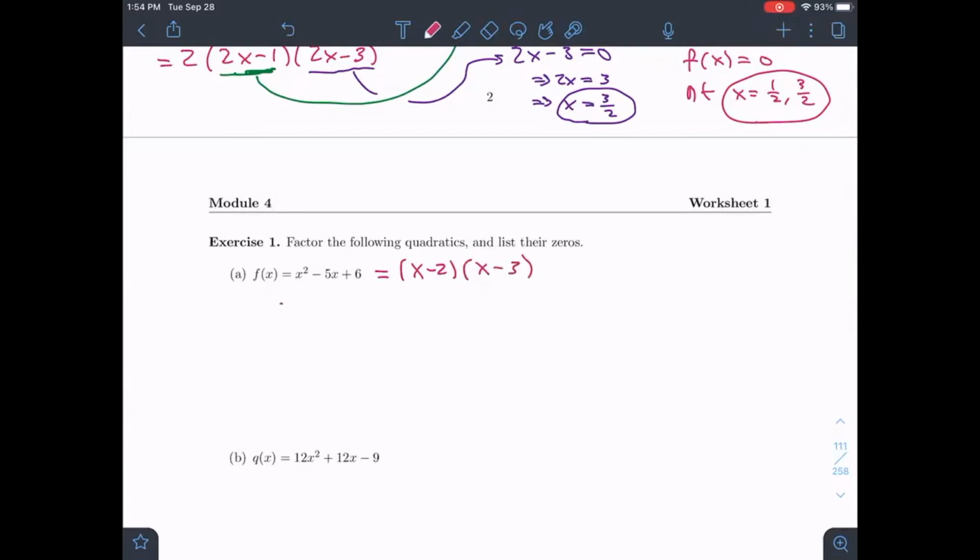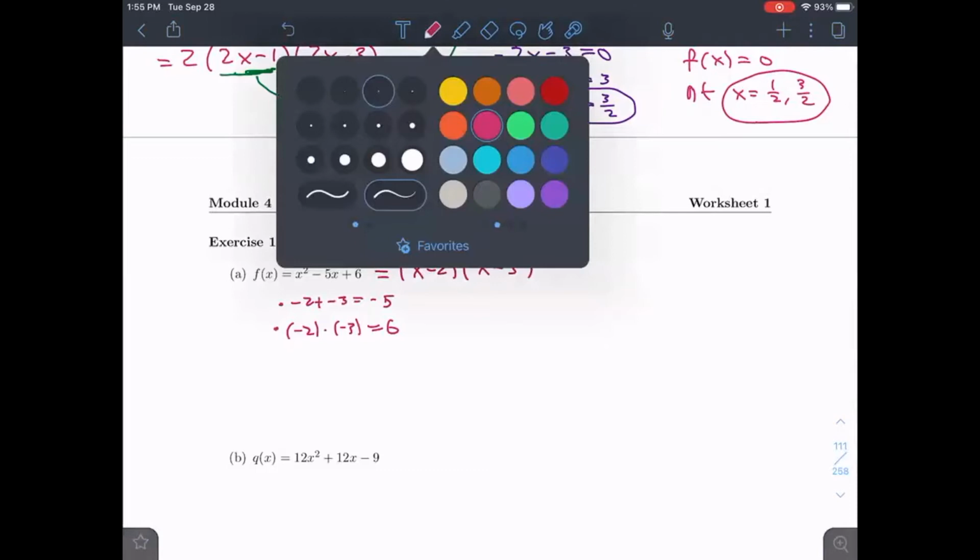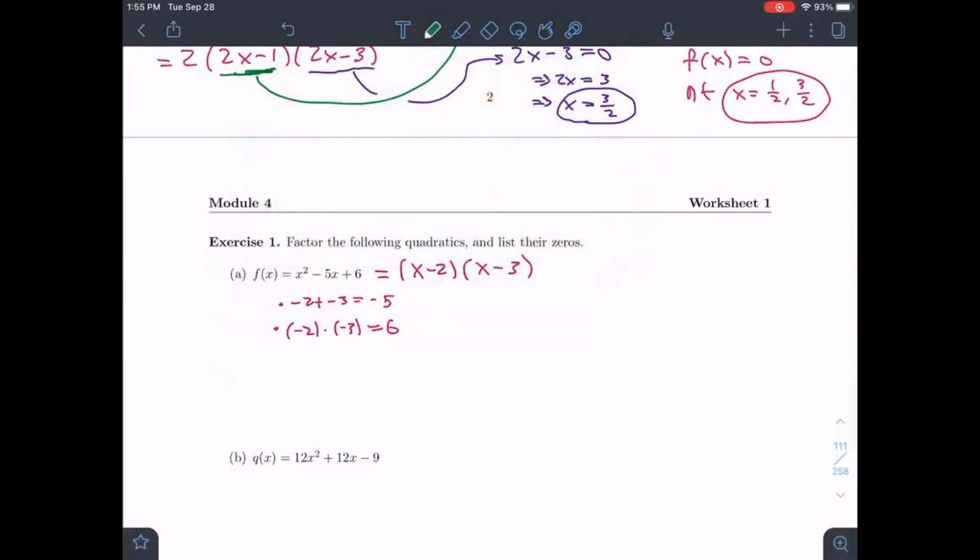Just from the fact that we have that minus 2 plus minus 3 is equal to minus 5. Then we have that minus 2 times minus 3 is going to be equal to 6. So this means that the zeros are just going to be where these two linear forms are equal to 0. So this means that we're going to have that the zeros are just going to be x is equal to 2, and then x is equal to 3. And that's all there is to it.